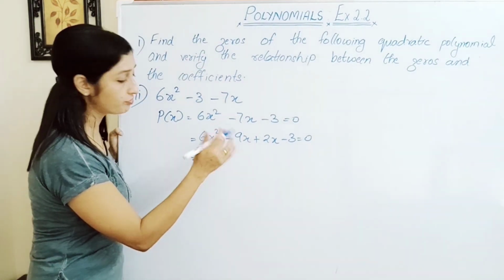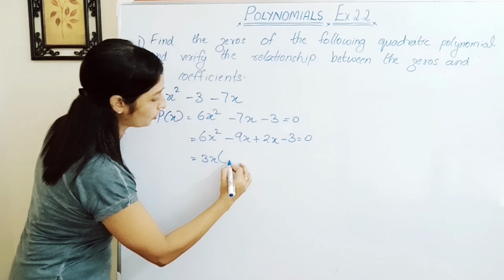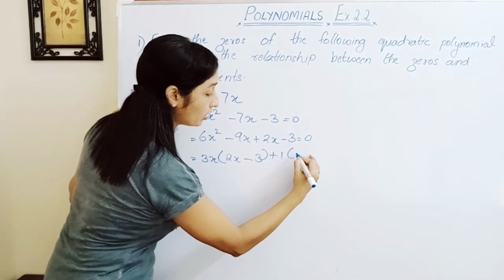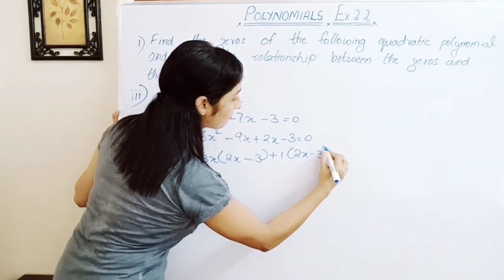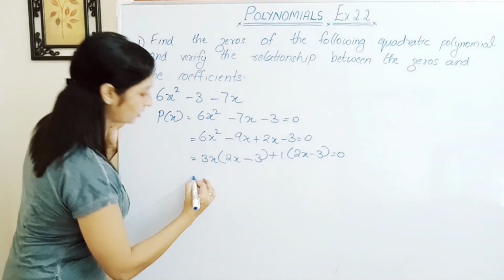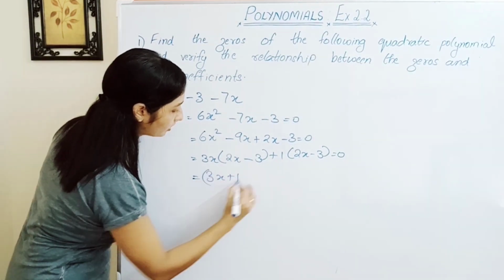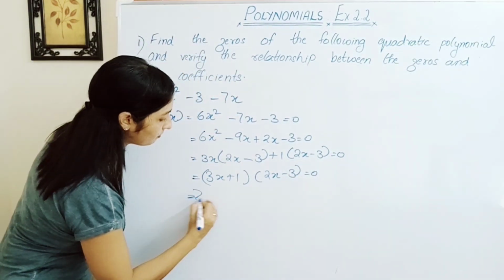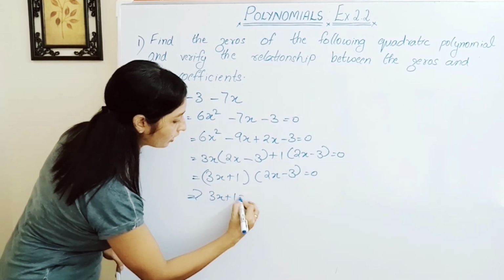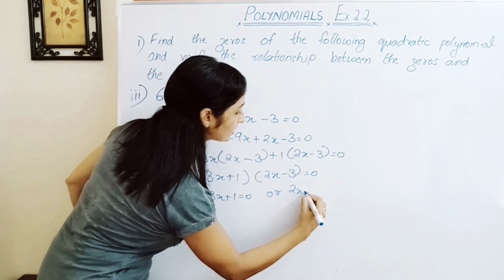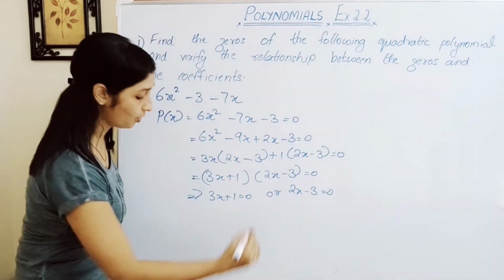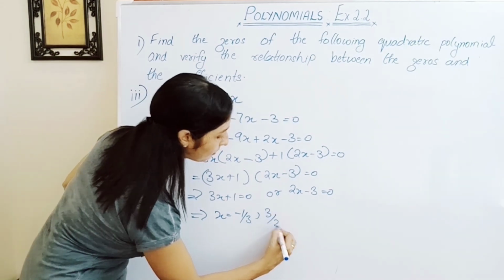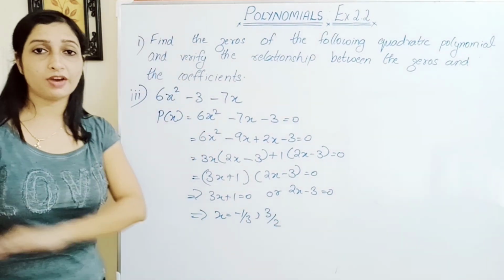Now what can you take common from here? I can take 3x, so you get 2x minus 3, plus from here 1 I take common, I get 2x minus 3 equal 0. This can be written as 3x plus 1 into 2x minus 3 equals 0, which implies either 3x plus 1 equal to 0 or 2x minus 3 equal 0, which implies x is equal to minus 1 by 3, 3 by 2.